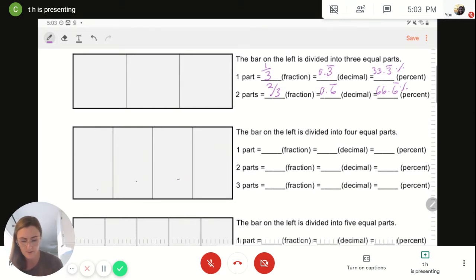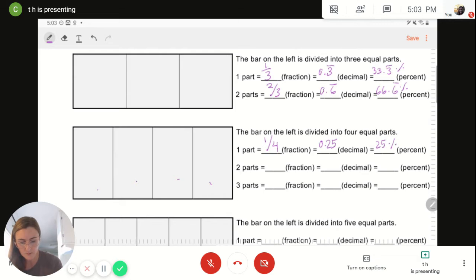The third one, we now have 4 parts. So 1, 2, 3, 4. If I have 1 part, this is just 1 of 4. And as a fraction, it's 1 of 4. As a decimal, it's 0.25. And as a percent, it's 25%.